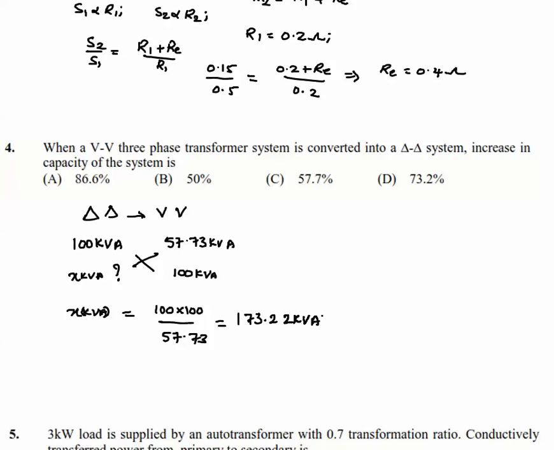kVA. If you observe how much capacity is increased here, this value is 173.22 kVA. That means there is an increase of 73.2 percent of capacity. So the answer is D here.